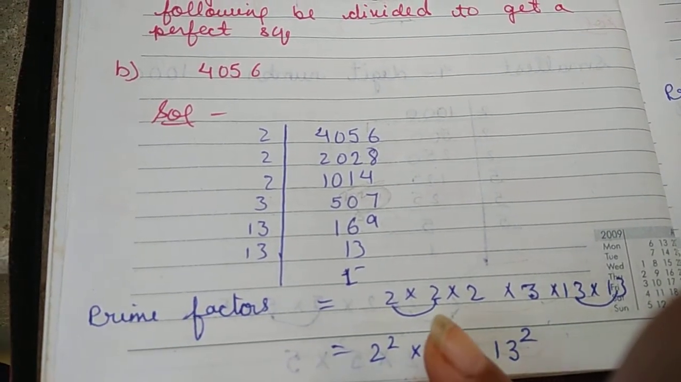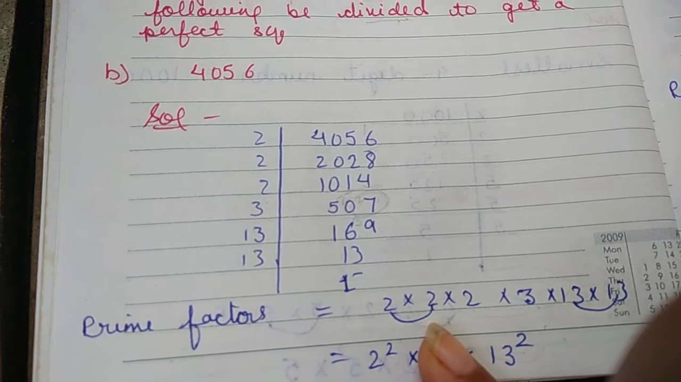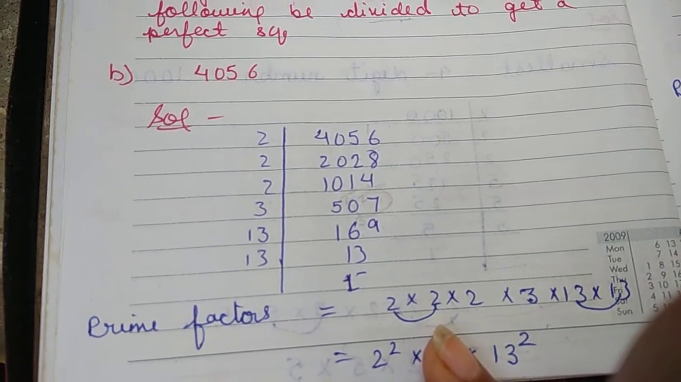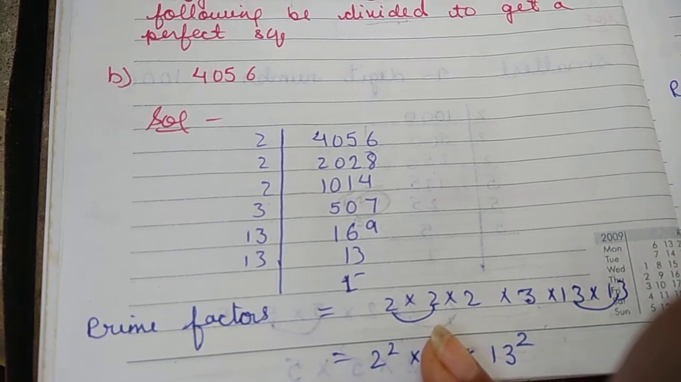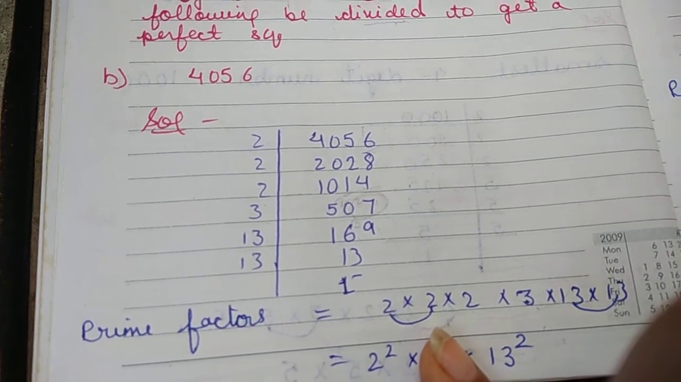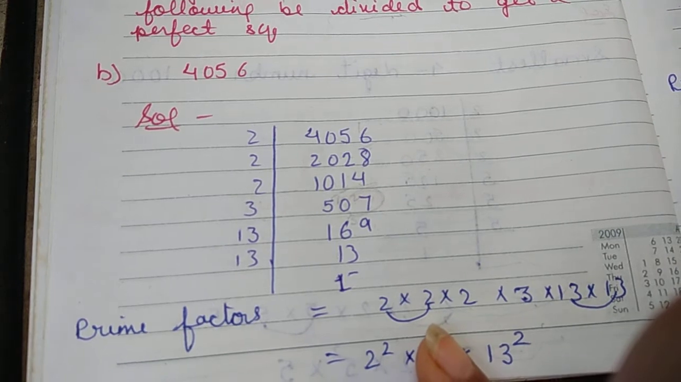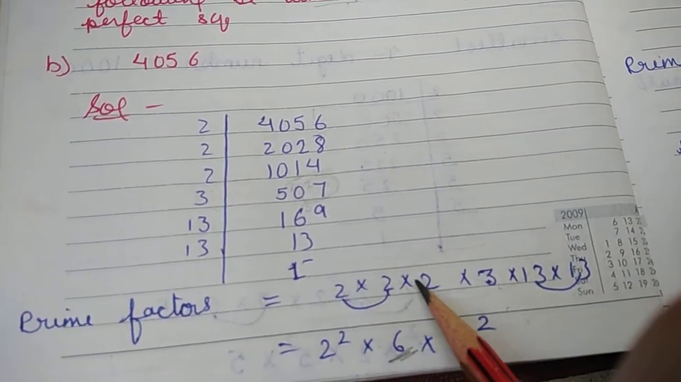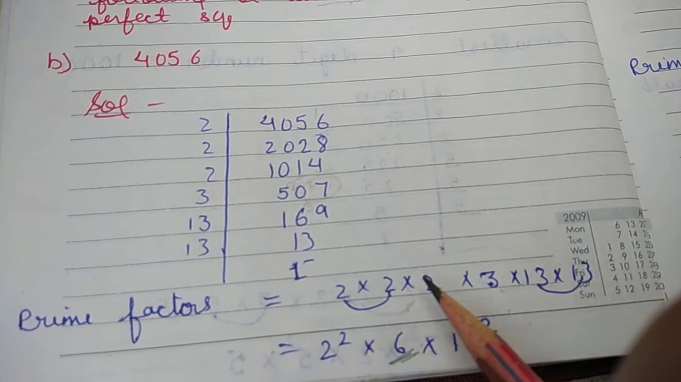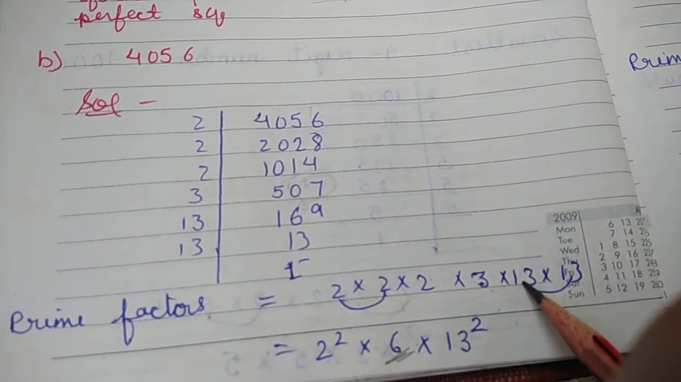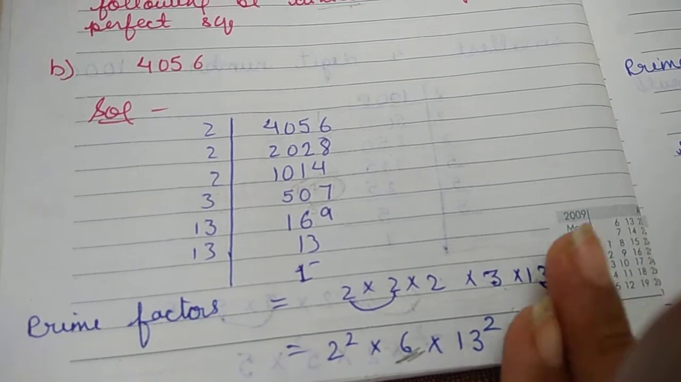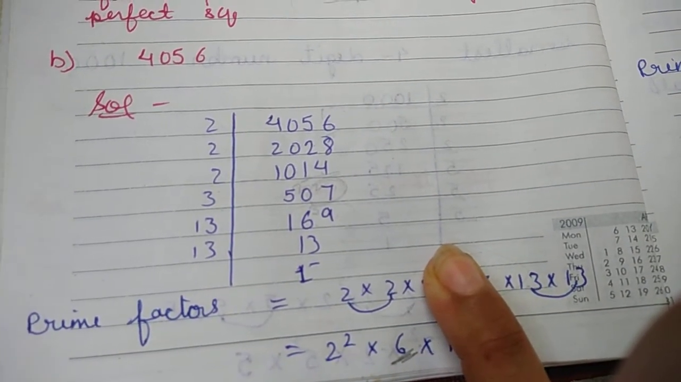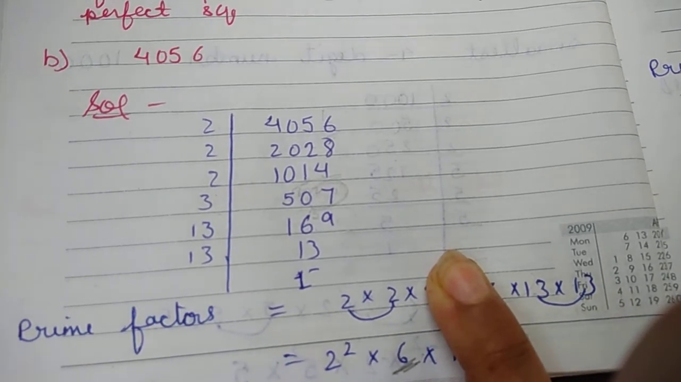But if I remove this 6 from this expression, what will be left? We'll be left with two numbers. One is 2, which is a perfect square, and one is 13, which is a perfect square. Or let's move a step ahead. There are 2 into 2 into 2, then there's 3, then there's 13 into 13. If I remove these two numbers, what factors are left? Just look carefully.